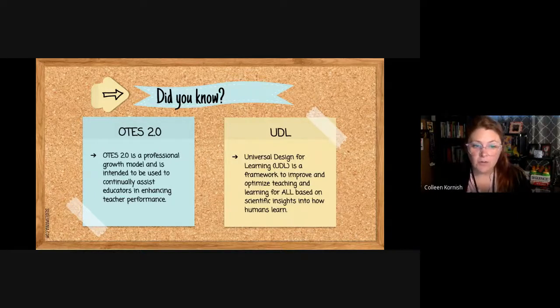You may also be new to UDL, or maybe you know about it, but the UDL framework isn't new. UDL stands for Universal Design for Learning, and it is a framework that can be used to improve and optimize teaching and learning for all, and it's based on cognitive neuroscience.